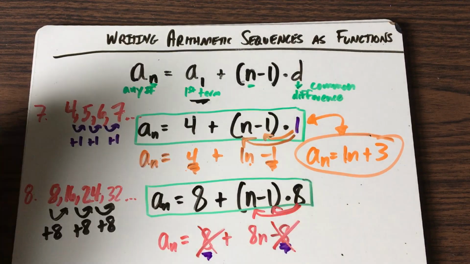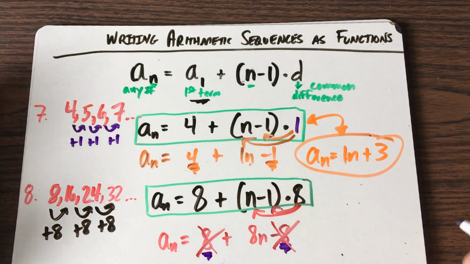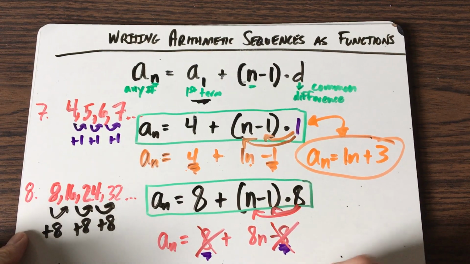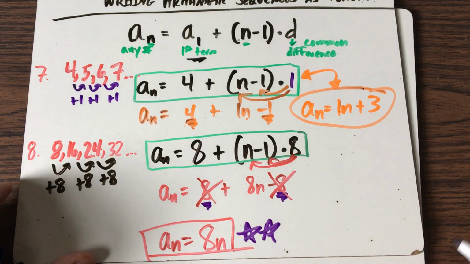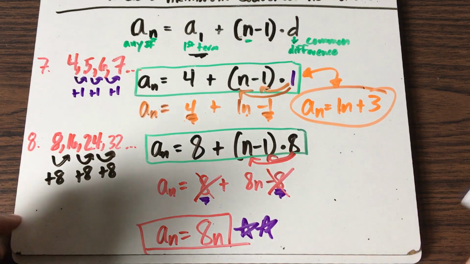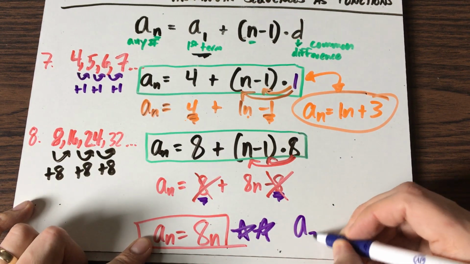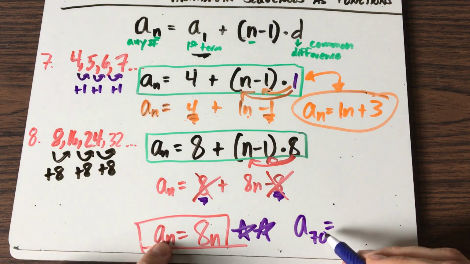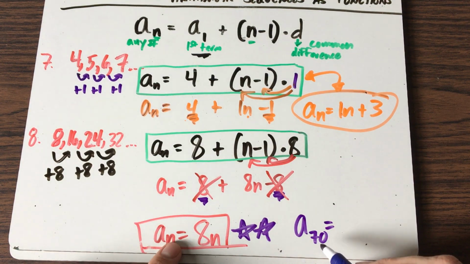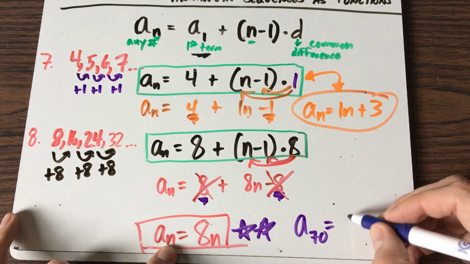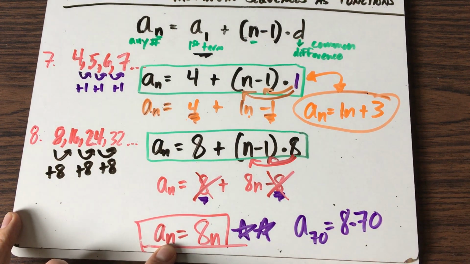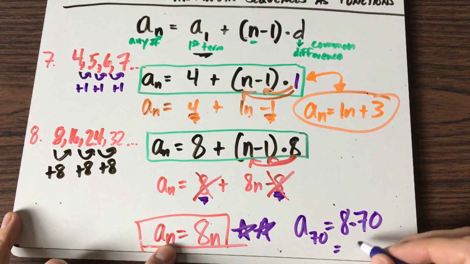The faster way to do it is to just put, if I want the 70th number, let's just say on this one down here, right? Let's say I ask you, what's the 70th number? You would say, okay, if I need to find the 70th number, I'm going to put a 70 in the spot of the n, right? See how you can just plug it in? If I want the 70th number, I'm just going to do 8 times 70. And that is something you can either do in your head or with a calculator.